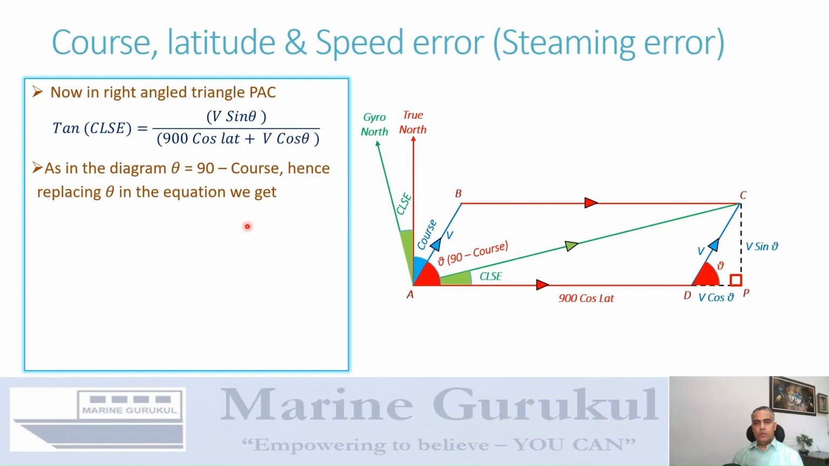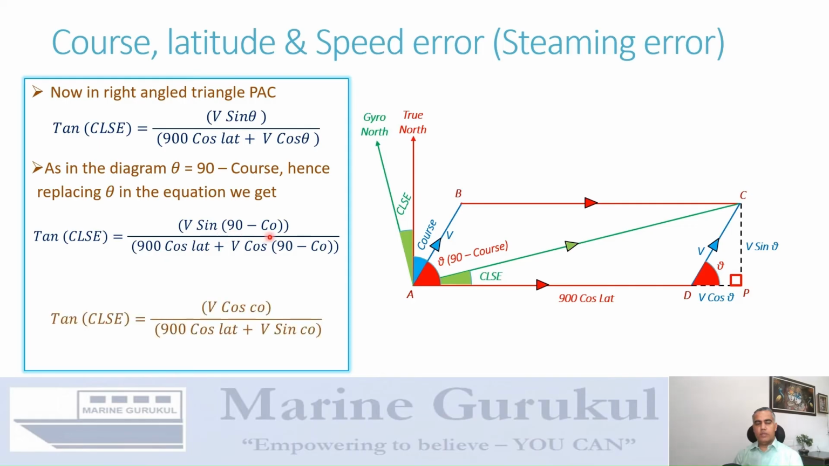Once we replace this angle theta by 90 minus course, the equation turns out to be tangent of CLSE is equal to V sin (90 minus course), instead of theta we are having 90 minus course here, divided by 900 cos lat plus V cos (90 minus course). Instead of V cos theta, we have V cos (90 minus course) now. Now we are aware that sine of 90 minus an angle is equal to cos of that angle.